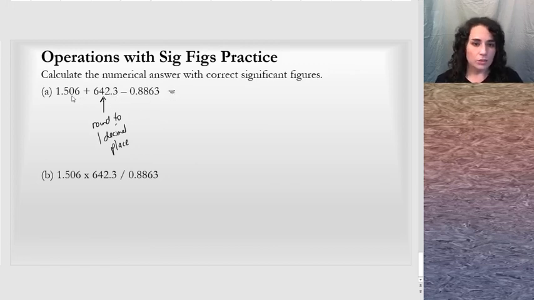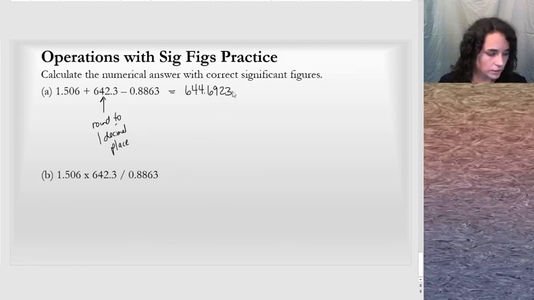So when I add these up, you can notice 1.5 minus 0.9 is 0.6, and then I add it on there. You may be able to guess that, and you can run this through your calculator, that we're going to get 644.69. Is that correct? Let me do this. It seems a little large. 642.3 plus 1.506 minus 0.8863. Yeah, that's what I thought.